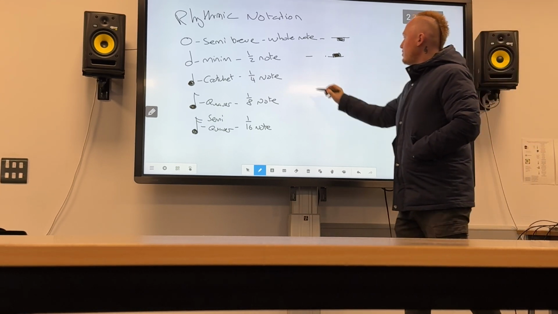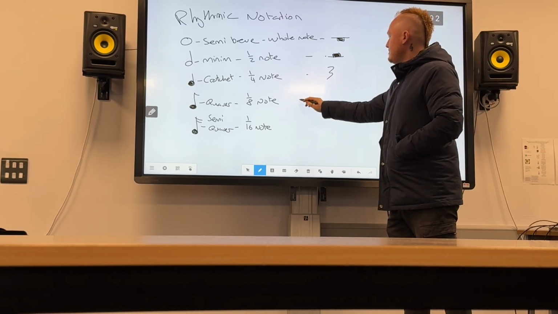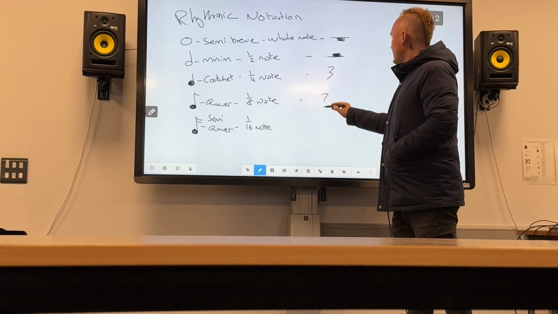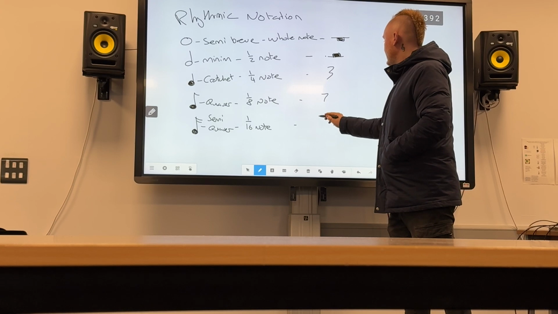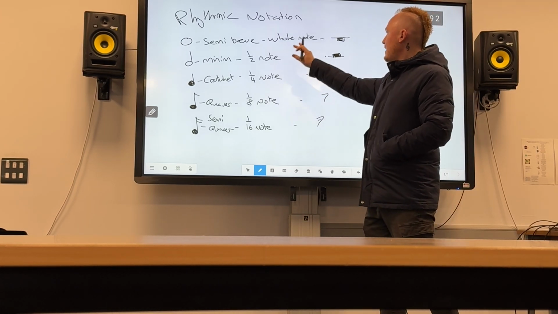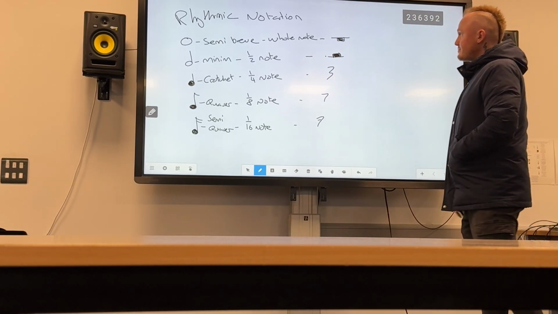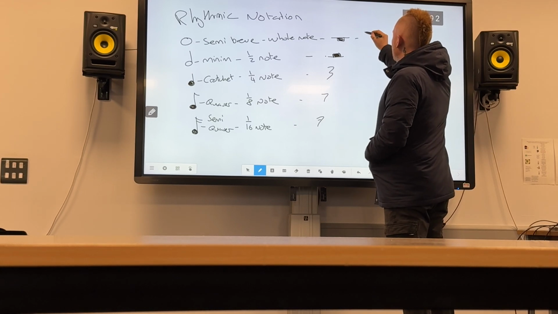Okay. For a crotchet, we have this symbol, which sort of looks like a lightning bolt, maybe a number 3. For a quaver, it almost looks like a little number 7, and for a semiquaver, it's the same, but again with an extra line, an extra tail. So those are our rhythmic notations and their rest equivalents.